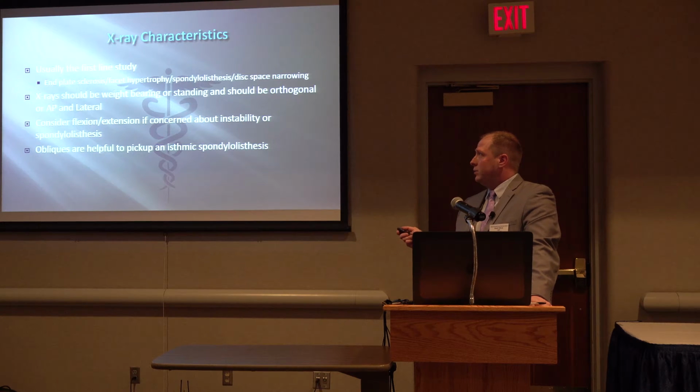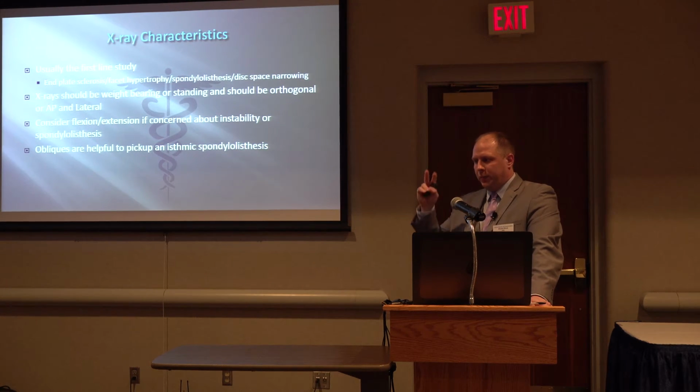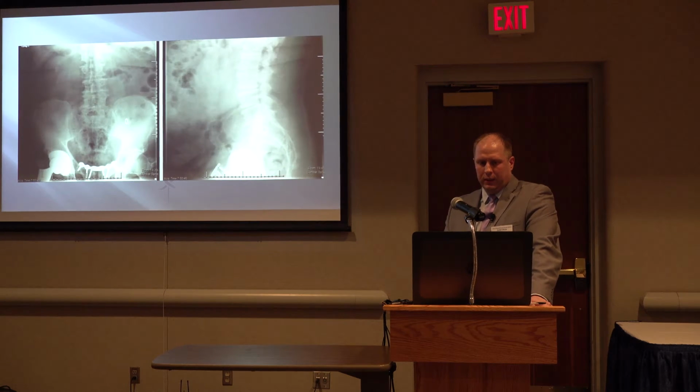What do you see on the x-rays? Well, as you'll see in a second, you see end plate sclerosis, you'll see hypertrophy of those facets that we talked about, plus or minus spondylolisthesis and disc space narrowing. These are common things that you'll see. And occasionally we'll get obliques, if you're looking for a special type of spondylolisthesis, which is called an isthmic spondylolisthesis, which is a pars defect. Then you'll get an oblique x-ray to look for that.